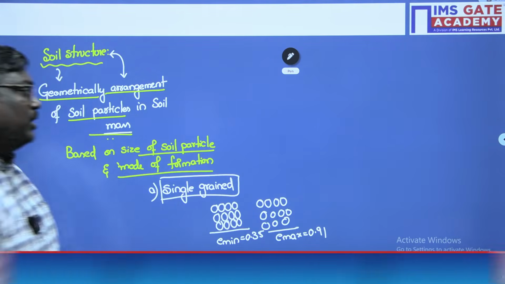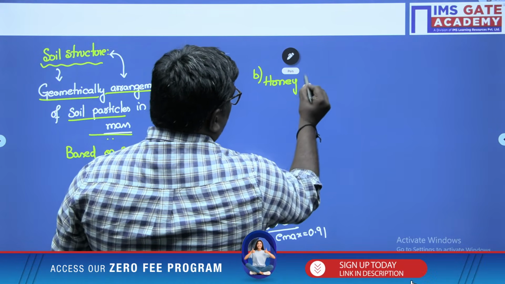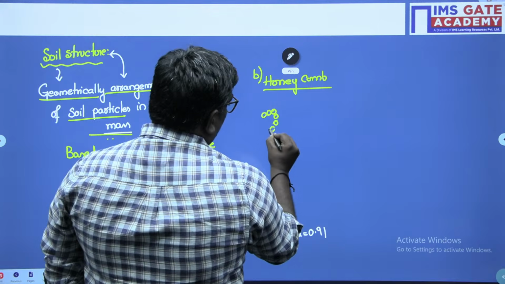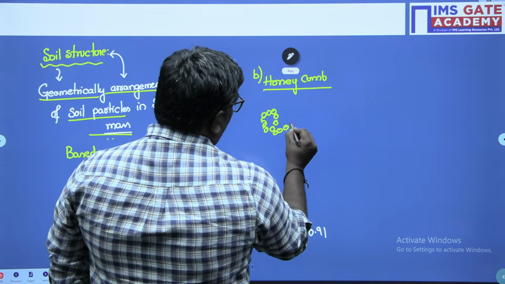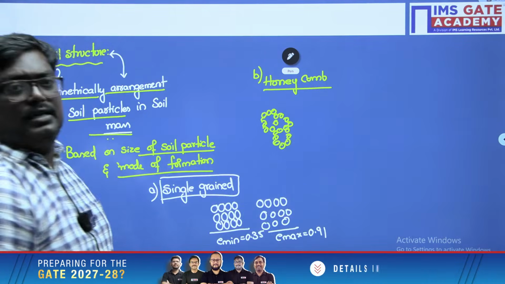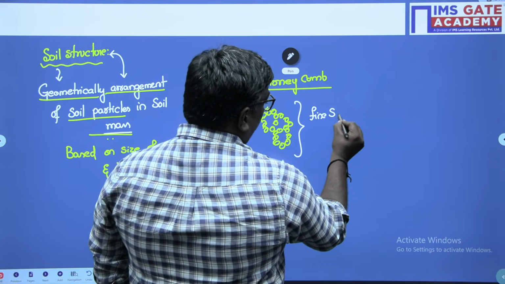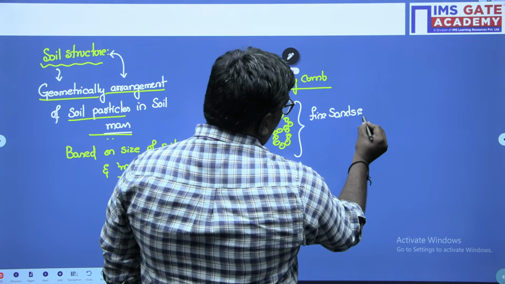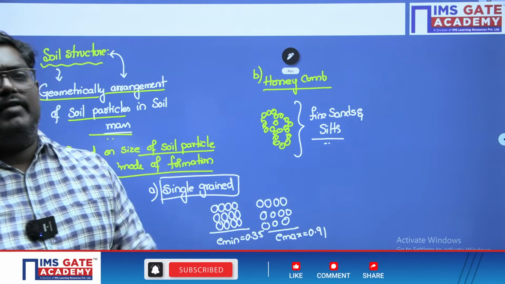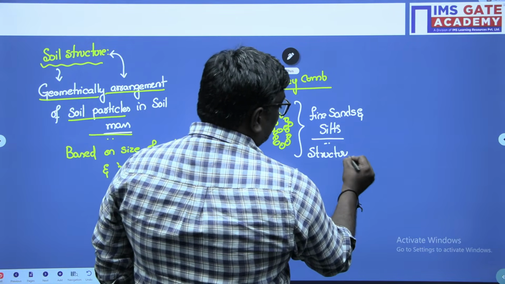But the next one is very important, sir. That is nothing but the honeycomb structure. How will the honeycomb structure be, sir? It will be something like earrings. And this type of structure is present in where, sir? It is present in fine sands, and under very small vibrations the structure will collapse. So it is very weak in structure, sir.